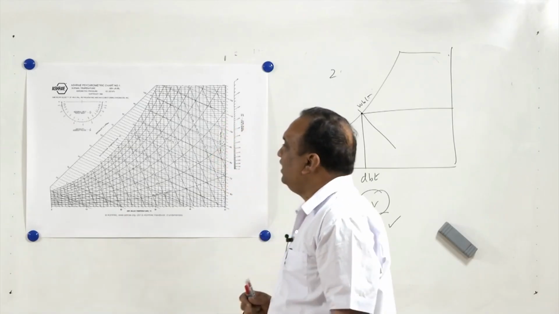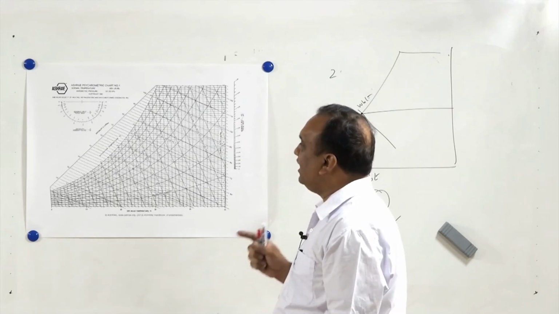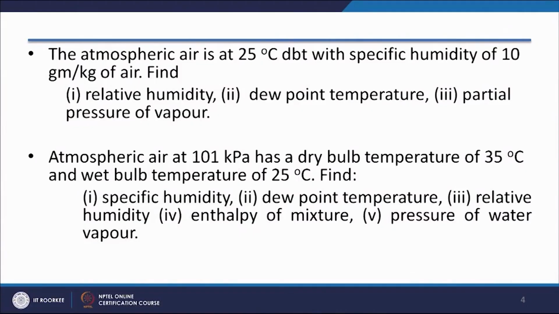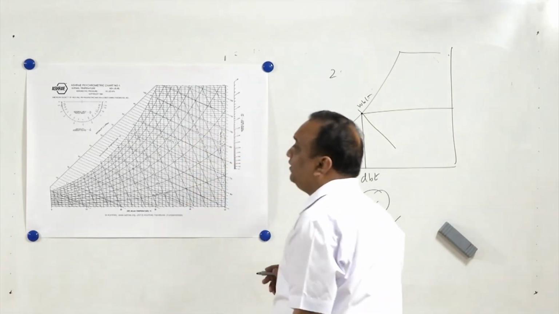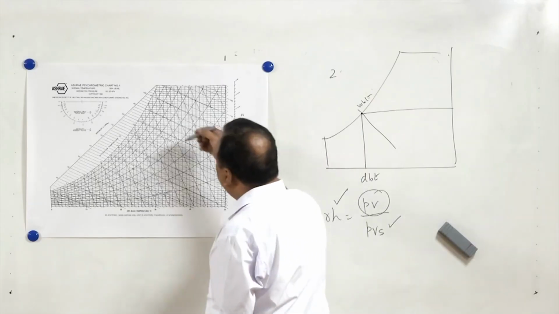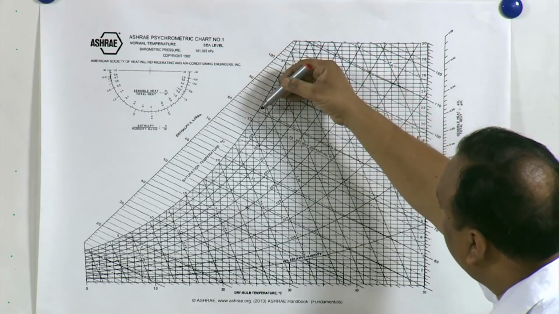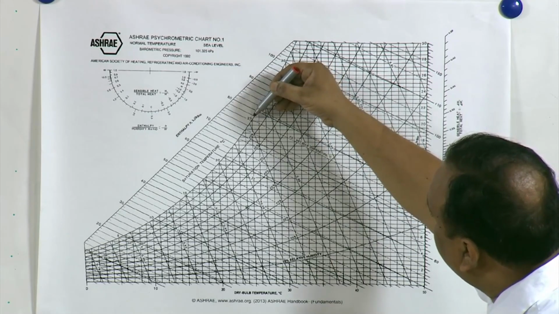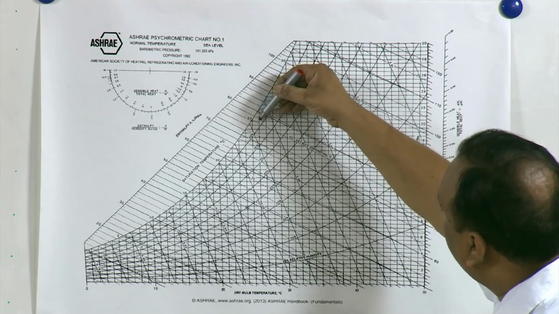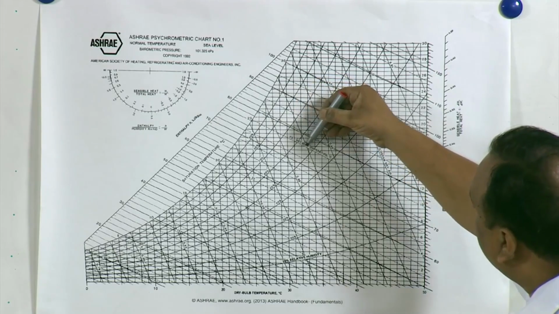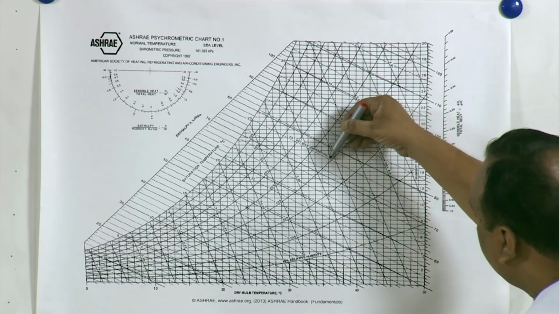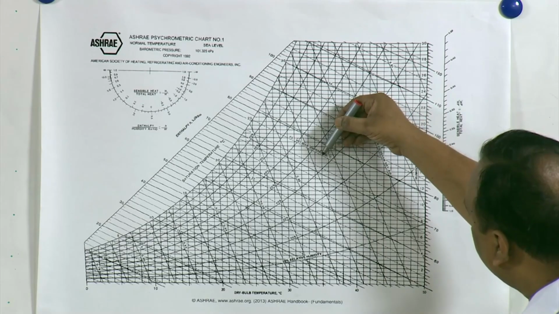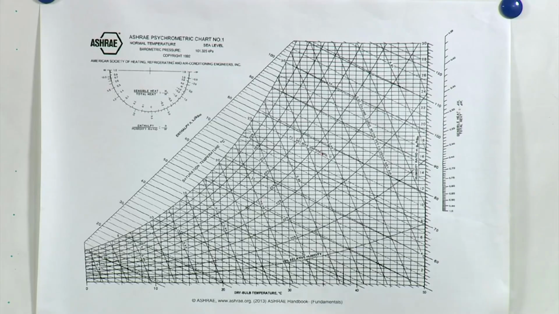So in this next one, atmospheric air at 101 kilopascal has a dry bulb temperature of 35, so dry bulb temperature is 35 and wet bulb temperature is 25. So we will take the 25 degree centigrade wet bulb temperature line which will lie between this and this. So somewhere here, this is the 25 wet bulb temperature line, and the state is here. From this state we can find a number of values.